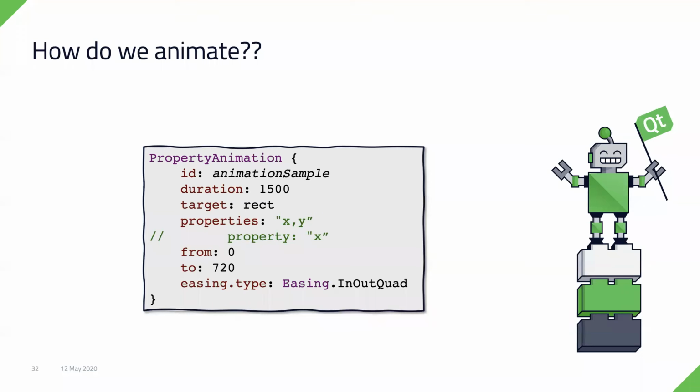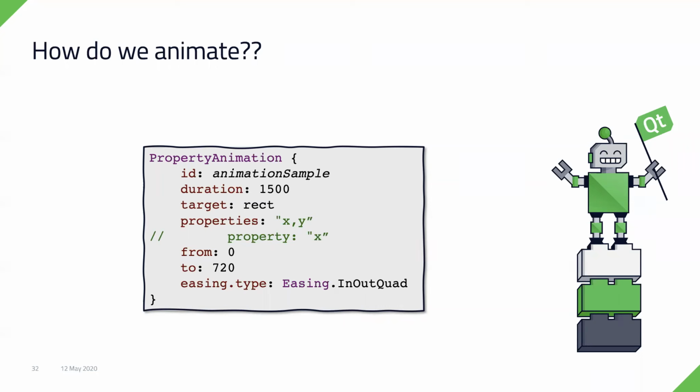And additionally, if we had added our own custom properties in the QML, they would work too. So in this case, we're animating properties X and Y, and we're going from 0 to 720, so over a space of 1.5 seconds. And on the final line there, you'll see an easing type is defined.